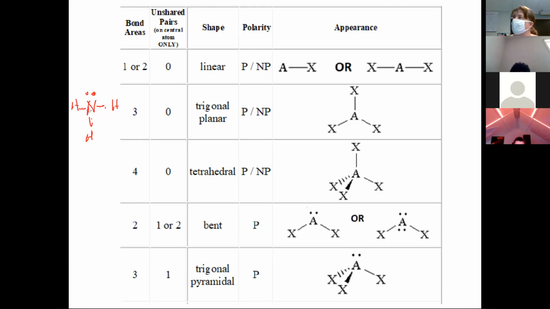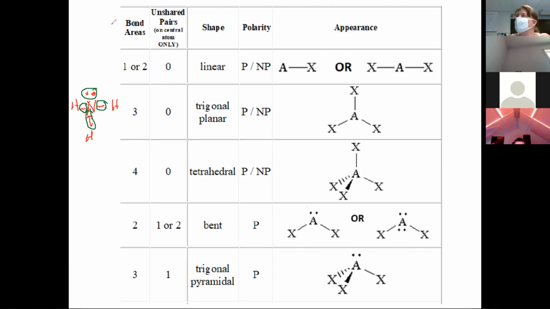So let's take a look at how we figure out bond areas and unshared pairs. First of all, we are only looking at things connected to the central atom. These hydrogens are not directly touching the nitrogen atom, but their bonds are. So what is connected to my central atom? Well, this bond is touching my nitrogen. This bond is touching my nitrogen. This bond is touching my nitrogen. And we have these extra dots, or extra electrons, up top.